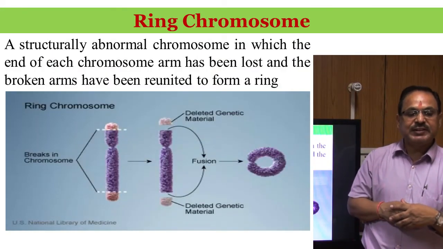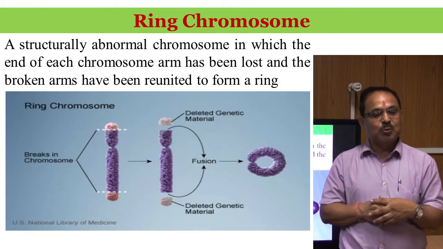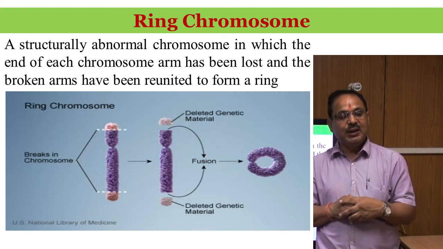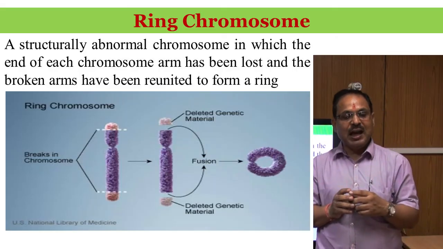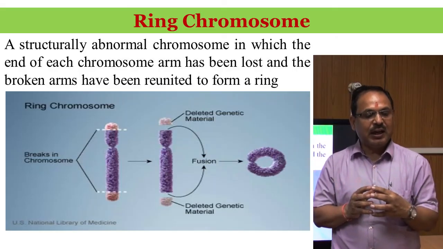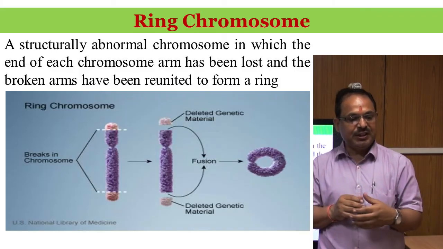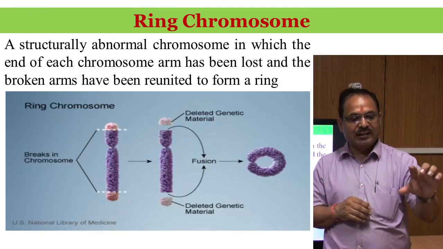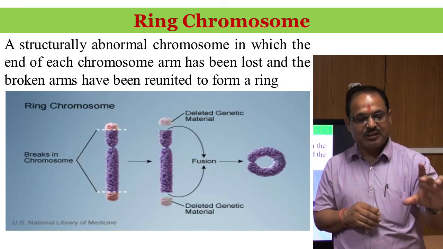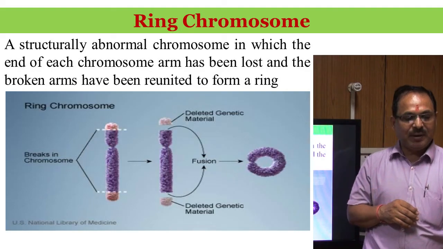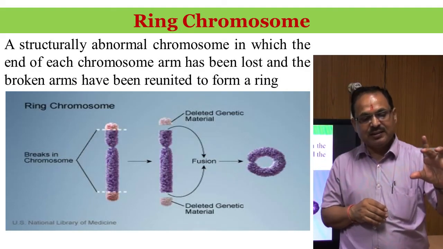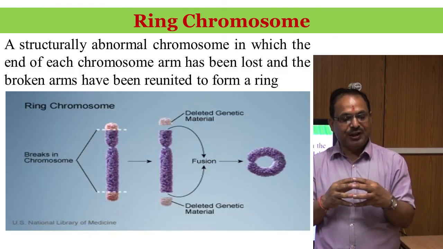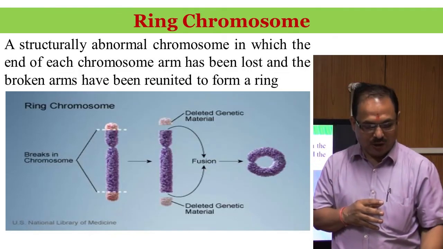Another morphological change in chromosomes is the ring chromosome. It is a structurally abnormal chromosome in which the end of each chromosome arm has been lost, and those broken arms are reunited to form a ring. We can see here in the photographs the breakage takes place at the two terminal ends of this chromosome, and the terminal segments which have been deleted from the original one just reunite and form a ring, and all the other one is fused.